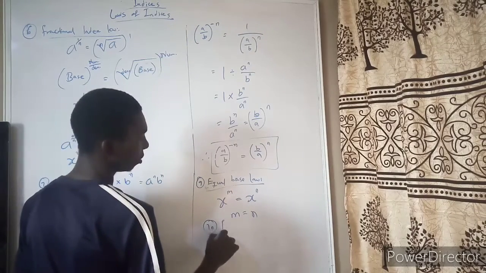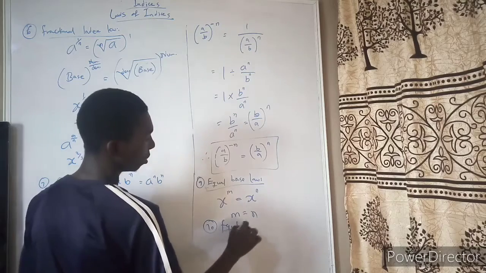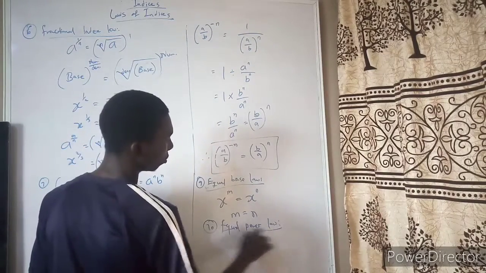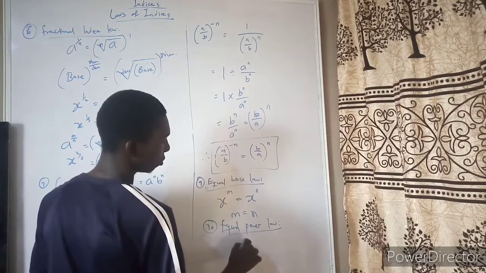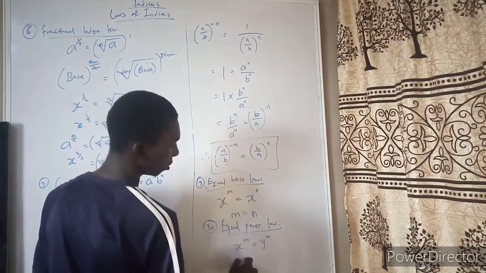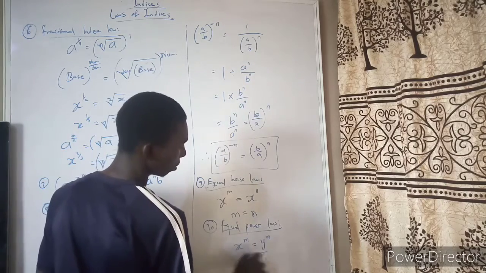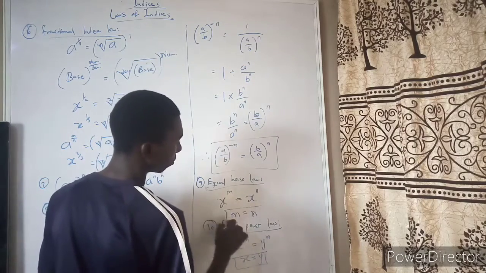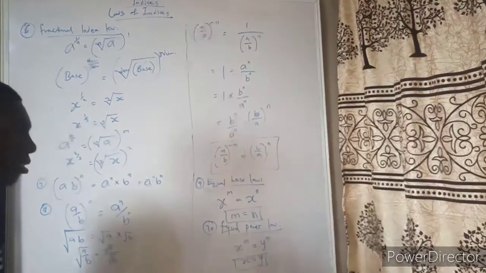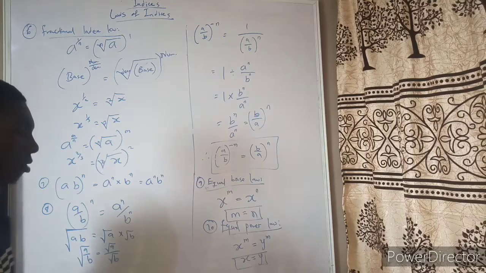Now same thing, equal power. What if we now have the equal power law or equal index law? Same thing, x raised by m equals y raised to power m. They will cancel each other, so therefore x equals y. So that's about the equal base and the equal power laws.